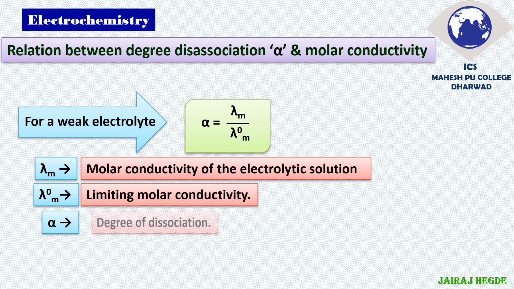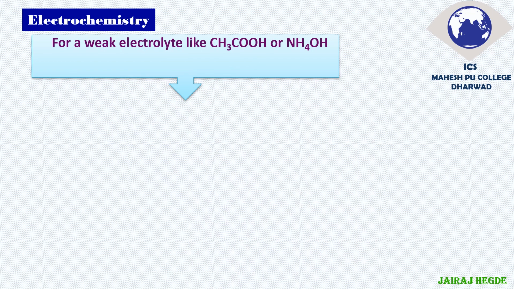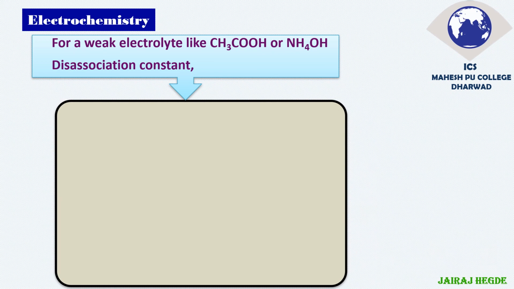As we already know, alpha is degree of dissociation. Weak electrolytes are like CH3COOH, a weak acid, and NH4OH, a weak base. From the chemical equilibrium topic, if it is an AB kind of salt which dissociates to form A plus and B minus, then Ka will be equal to C alpha square divided by 1 minus alpha.